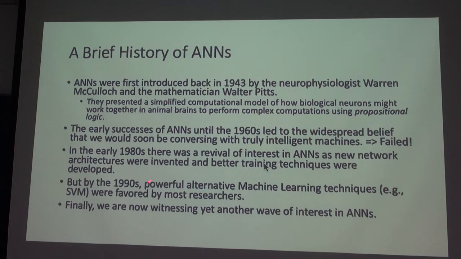Why? Because around the 1990s, many powerful machine learning algorithms, such as SVM, were developed. They found that by using those much simpler machine learning algorithms, they could produce performance much better than what they could obtain from artificial neural networks. Why is that?